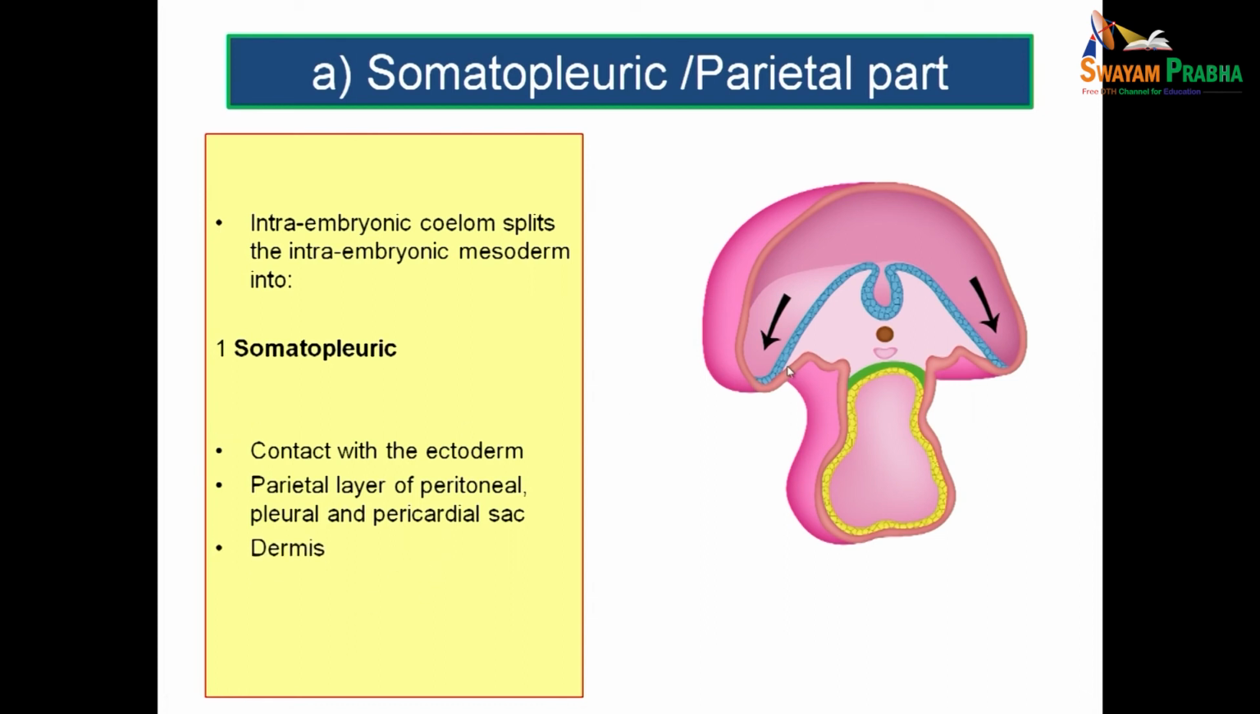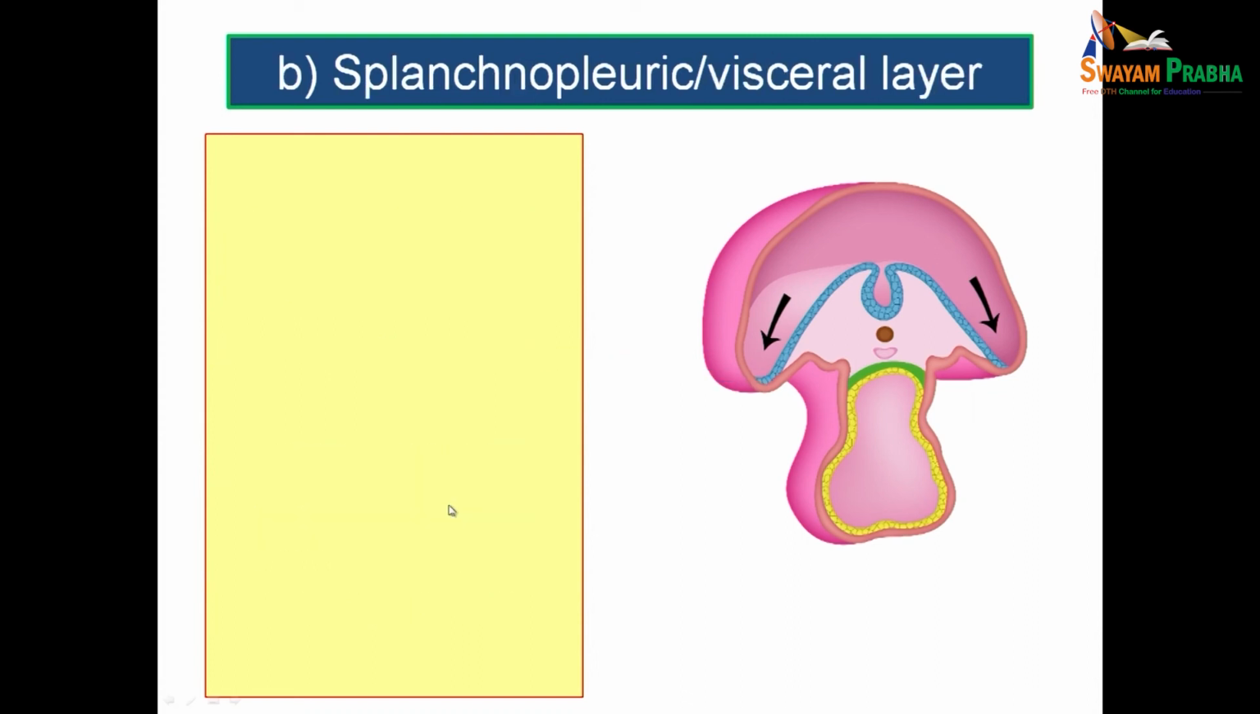This layer is also giving rise to the dermis. Since the ectoderm is giving rise to the epidermis, this layer is lying just closer to the ectoderm. So, what will be the layer seen just closer to the skin? That will be the dermis. It is also giving rise to the skeletal elements of the pectoral and pelvic girdle. So, these are the derivatives of somatopleuric intraembryonic mesoderm.